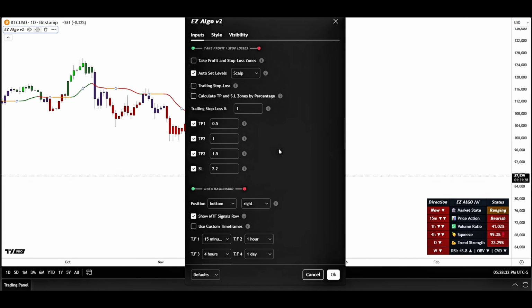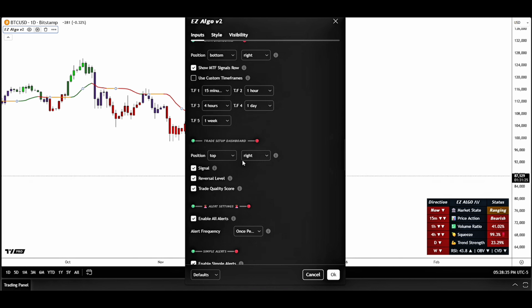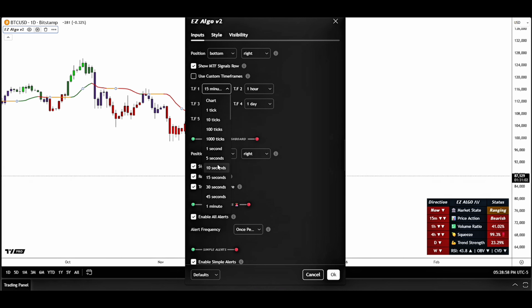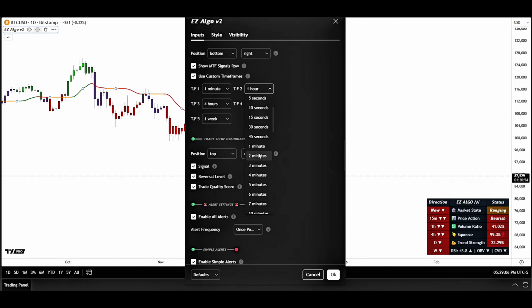Now for the settings for these, we can simply go down to the name of the dashboard, data dashboard. We can position this anywhere on the chart that we want to. We can show the multi-timeframe signal row, which works off the signals inside the script. We can use custom timeframes, so if you want to display different timeframes, let's say if you're scalping and you just want to go off of, let's say, the 1 minute chart, right? Let's say you want to go off of 5 minute, you have your 15.